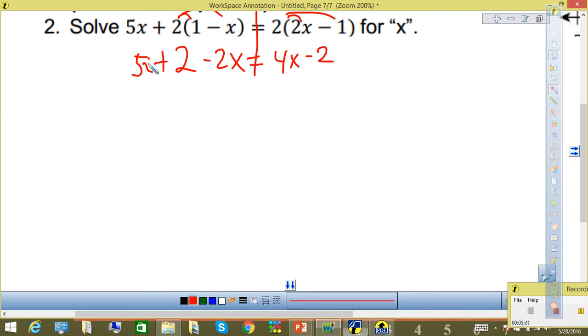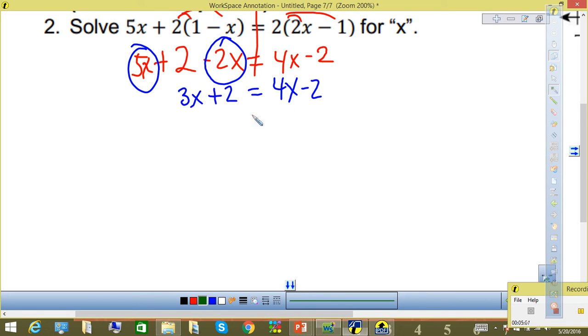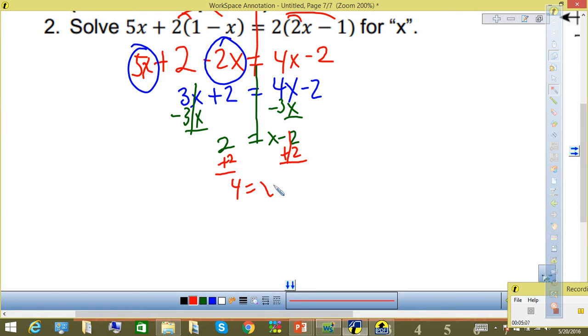Oh, yeah, I did that on purpose, see if you're paying attention. Can we combine like terms? Yes, 5 minus 2, that becomes 3x. Bring down the plus 2 equals to 4x minus 2. And we continue. Can we simplify anything else? No. We need to get all variables to one side, so where do I start? Minus 3x, minus 3x. 2 equals x minus 2. Then from there we do what? Add 2, add 2. 4 equals x.